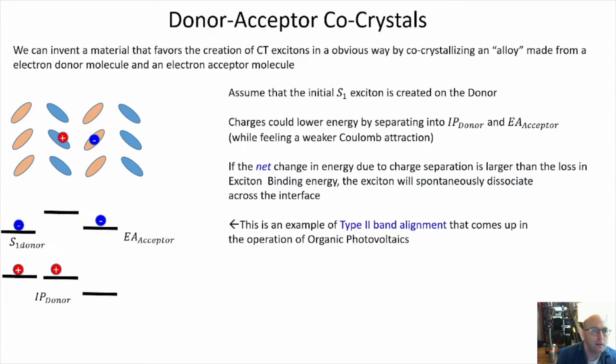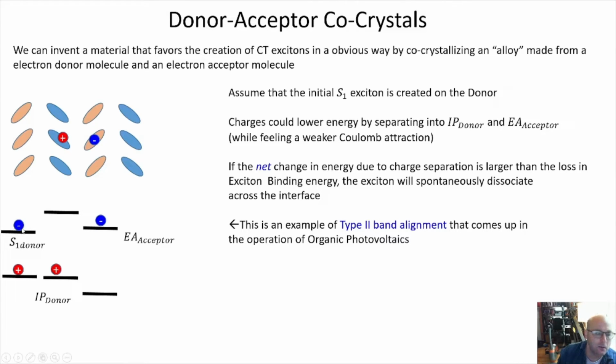So let's go back now to the question of CT excitons, and let's think about one of the most obvious ways to create a CT exciton. You can invent a material where you would expect CT excitons by co-crystallizing an electron donor and an electron acceptor. Here we show the electron donor in blue, the electron acceptor in peach. And let's assume that we make an S1 exciton on the donor. That's shown on the left here: electron and hole pair on a single molecule.